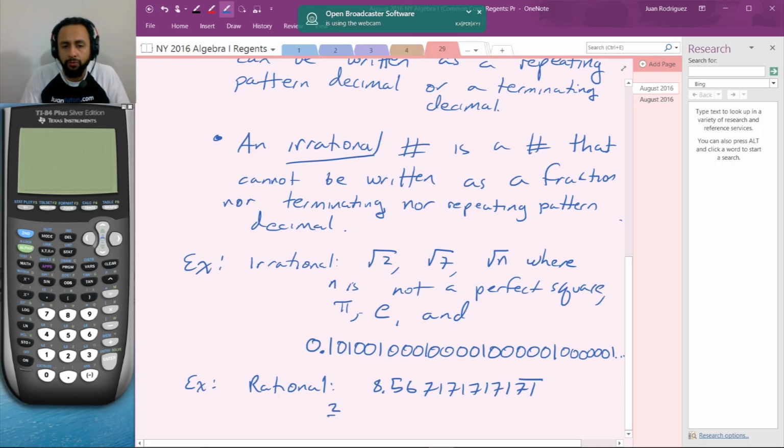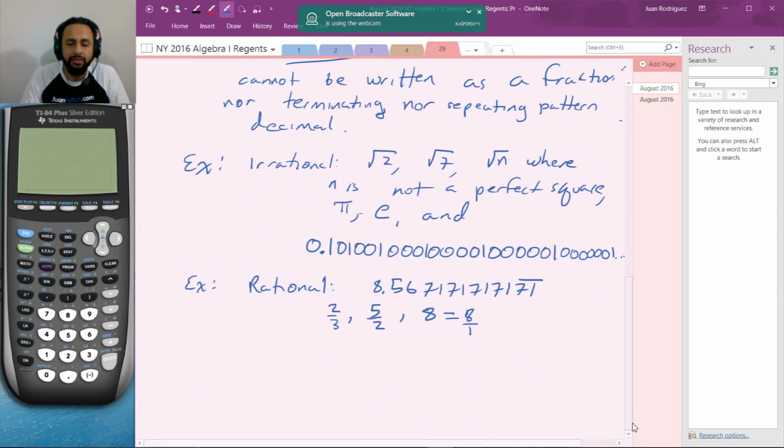Also, like 2/3, 5 halves, so that's an improper fraction. Also, numbers and the integers like 8, which is equal to 8/1. That is a fraction, so it can be written as a fraction. I didn't say is written as a fraction, but can be written as a fraction. Even 0 is equal to 0/1. So that's a rational number as well.